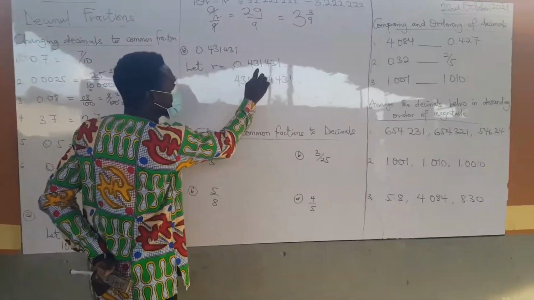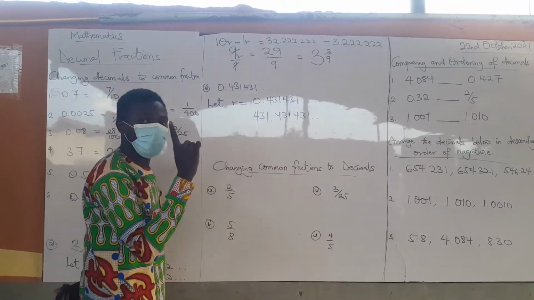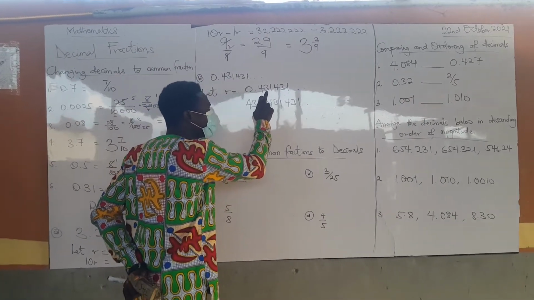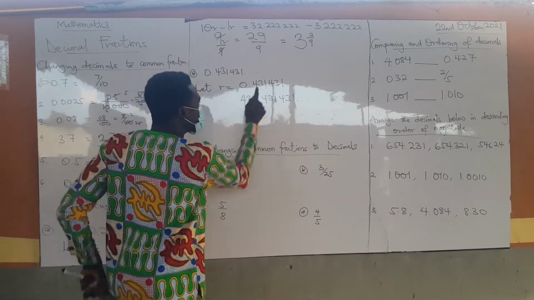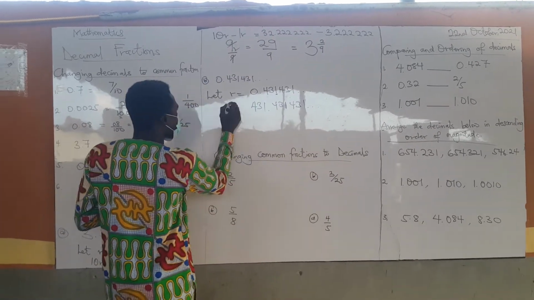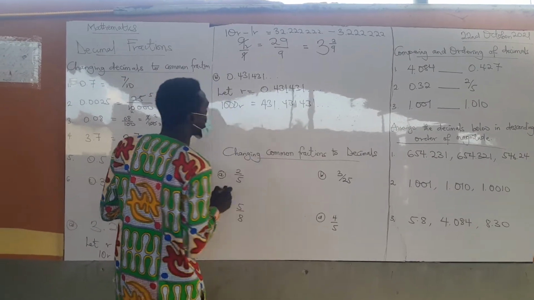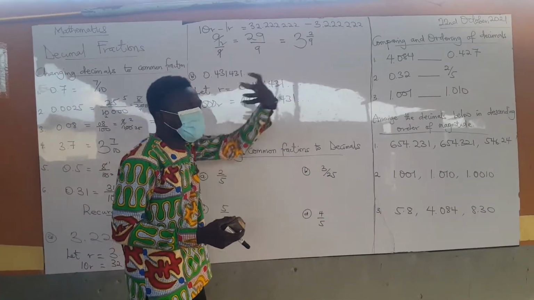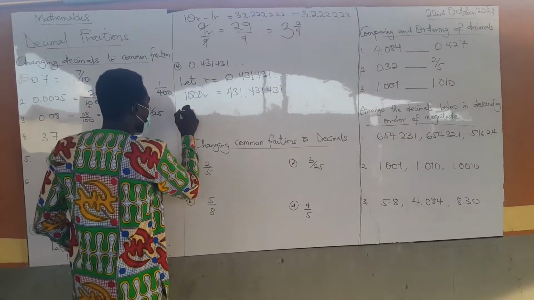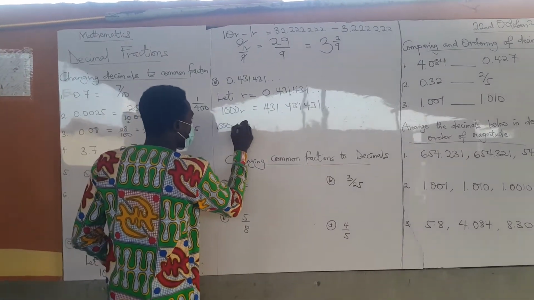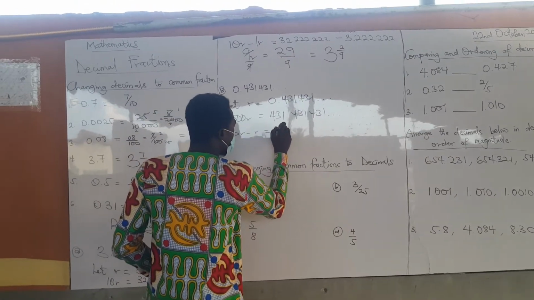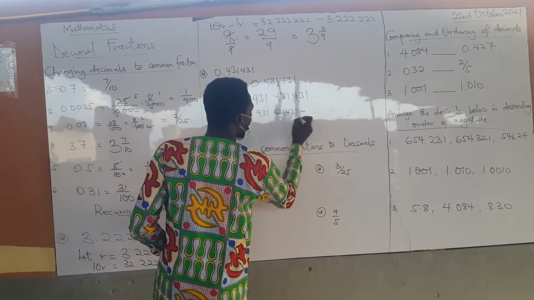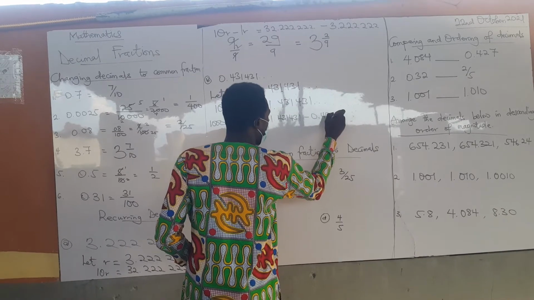So when you look at this 431, we are not going to multiply by 10, because the place value of the last number is not 10. It's what? 10, 100, 1,000. The place value of this one is 1,000. So we are going to say 1,000R is equal to this. Then you just subtract the smaller number from the bigger number. What are we going to get? 1,000R minus R is equal to 431.431431 minus 0.431431.